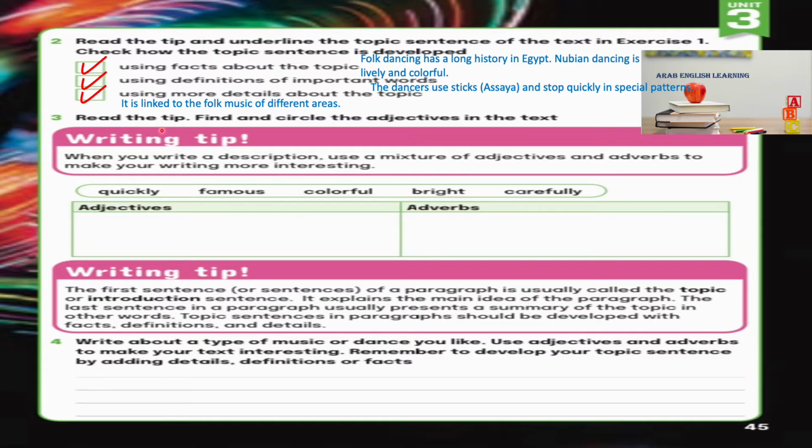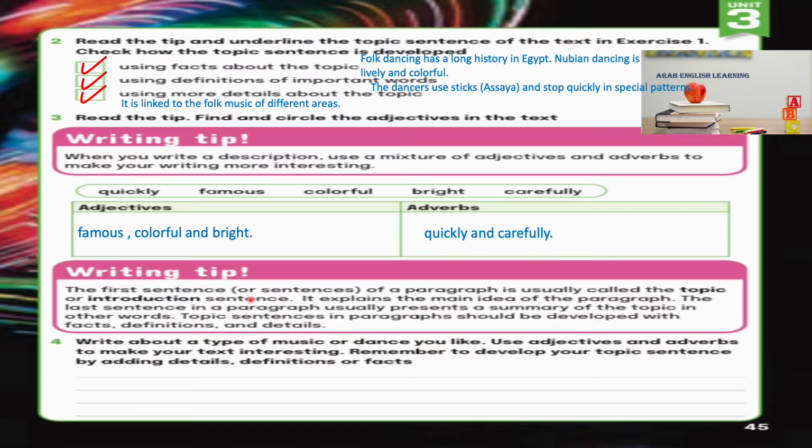Exercise 3. Read the tip, find and circle the adjectives in the text. When you write a description, use a mixture of adjectives and adverbs to make your writing more interesting, like the word quickly, famous, colorful, bright, careful. You have to know which ones are adjectives and which ones are adverbs. Like famous, colorful, and bright are adjectives. Quickly and carefully are adverbs.